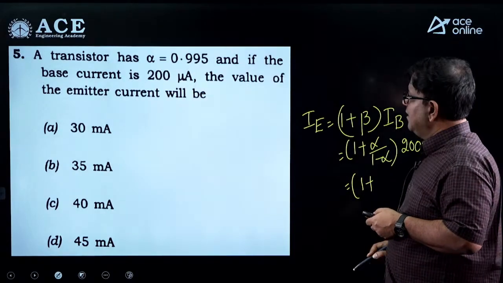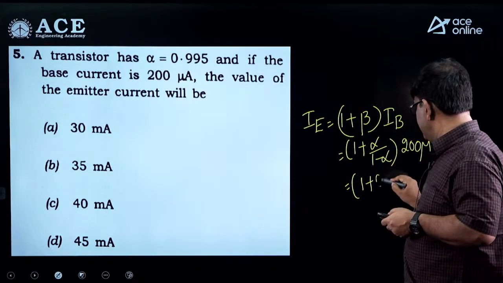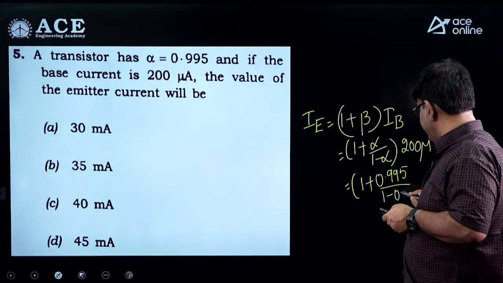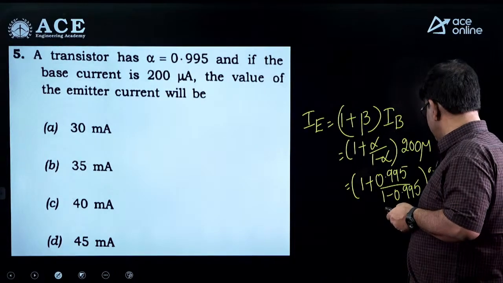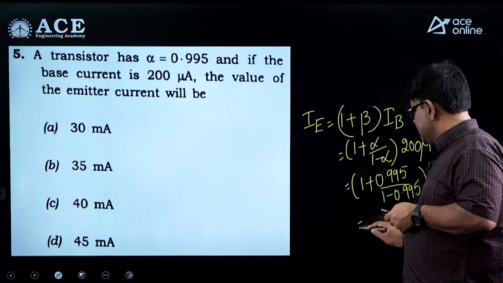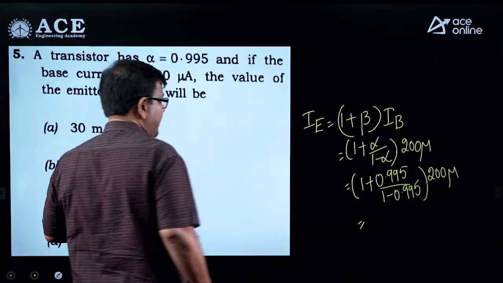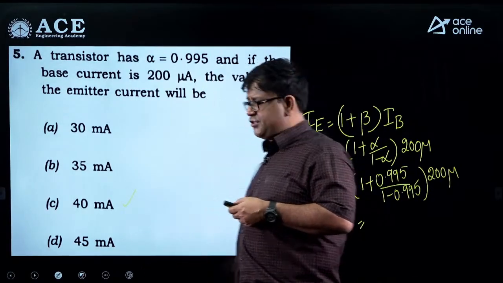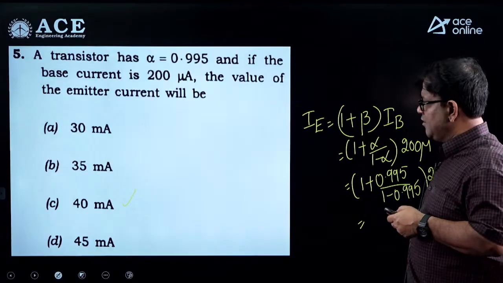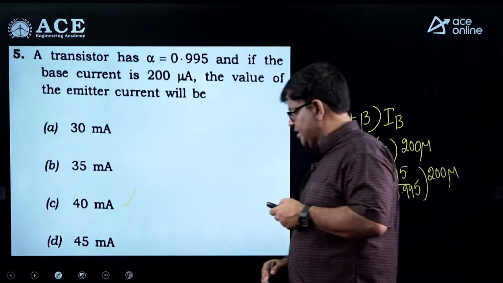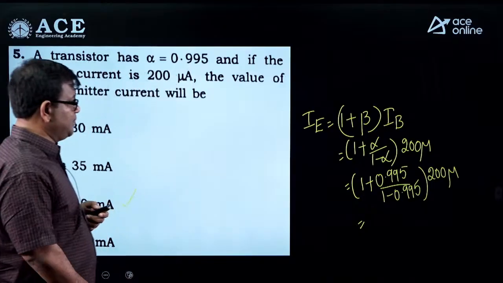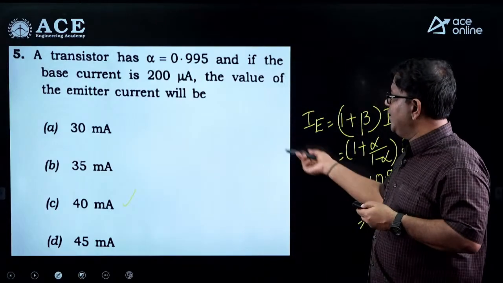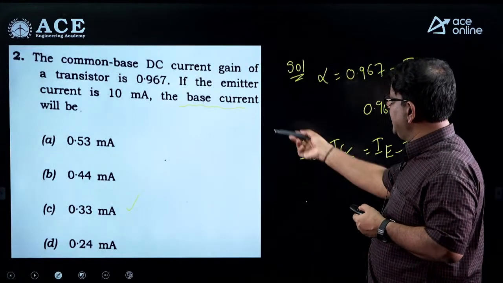1 plus alpha by 1 minus alpha, where alpha is 0.995, that is 0.995 by 1 minus 0.995, into 200 micro. So try to solve this problem. I think this comes around 40 milliampere by substitution. If you try to do this, it comes around 40 milliampere. Just kindly check. This is the solution. 1 plus 0.995 by 1 minus 0.995 into 200 micro. So these are all simple substitution problems. In the previous problem, you can see that it happens to be exactly similar.